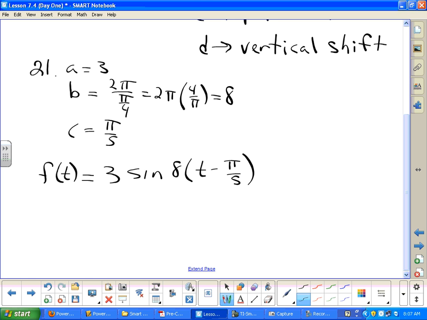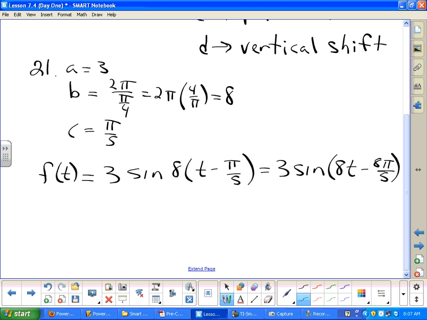And then when they write their answers, is the 8 out here or do they actually distribute it? Okay, they showed both. All right, so you'd have this answer and 3 sine of (8t minus 8 pi over 5). Now it's easy, right? No? All right, so we'll do another one.